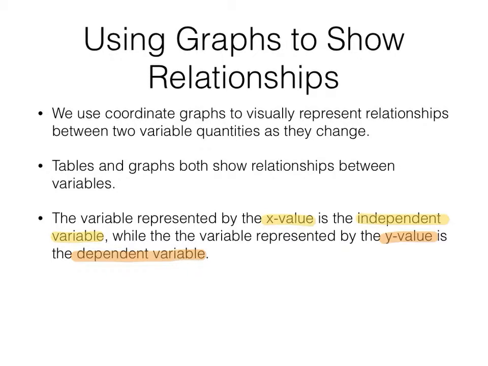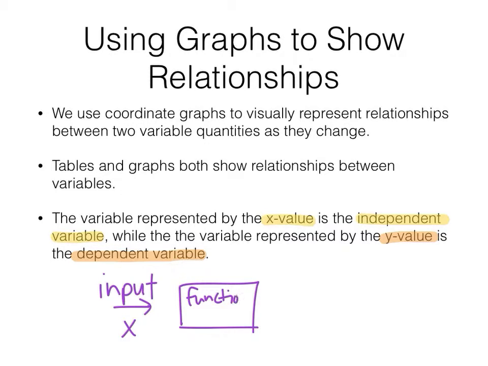The way you can think about it is that most of the time when we give you equations, we have you plug in the x. The x is the input, or the independent. And then you have the function machine, and you'll remember function machines from previous years. And then you have the output, or dependent variable. And the dependent depends on the independent.